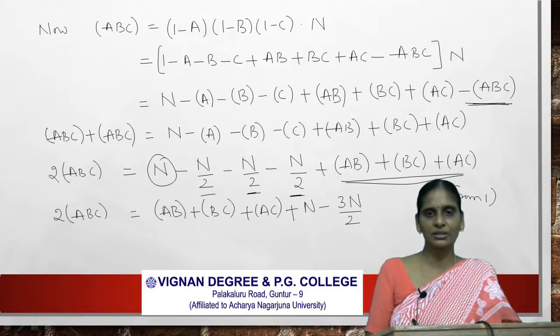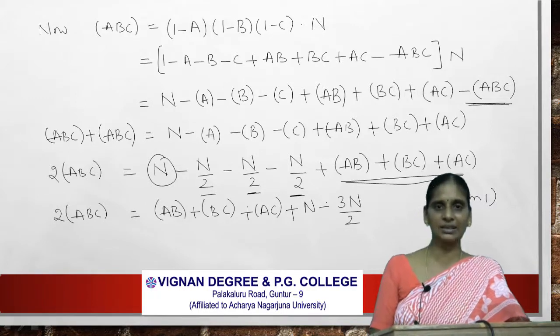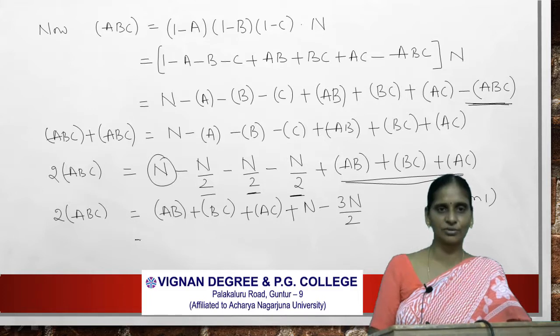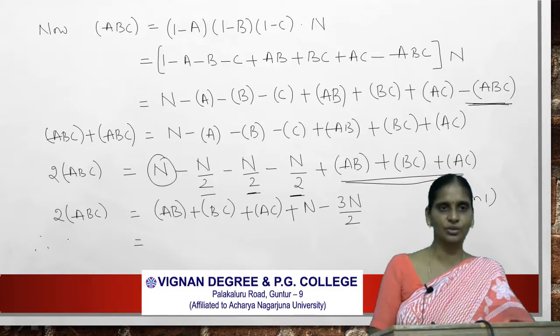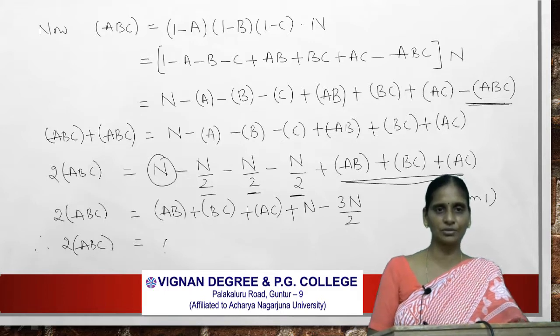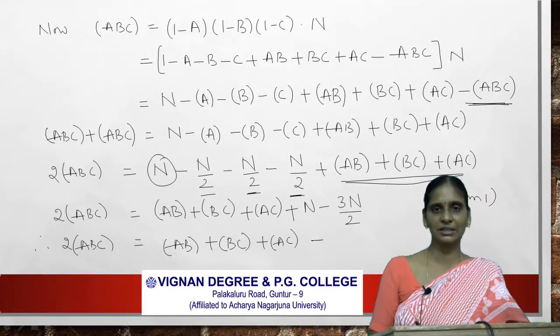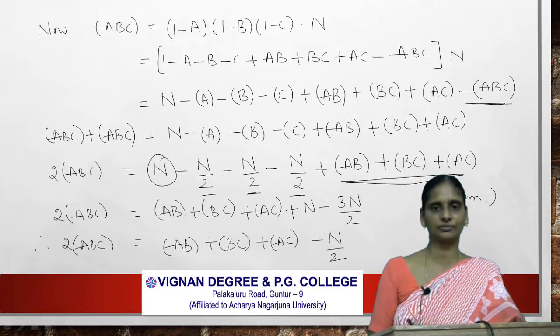After we take the LCM, 2n minus 3n, that is minus n by 2. Therefore we get 2 into frequency of ABC is equal to frequency of AB plus frequency of BC plus frequency of AC, minus n by 2. So hence the theorem.